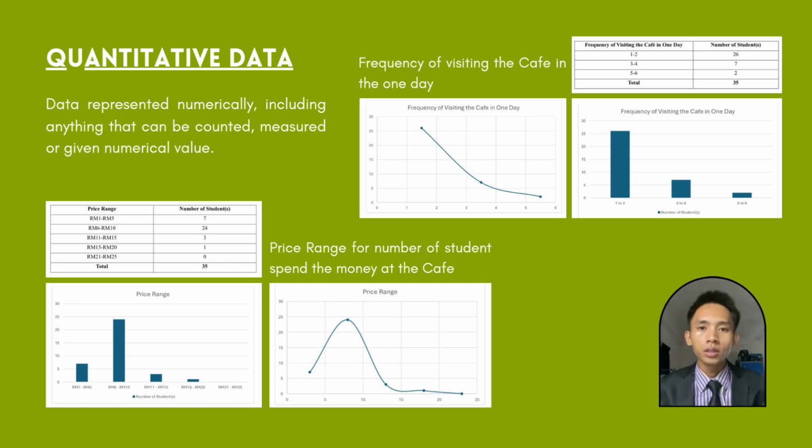The chart shows that most students spend between 6 ringgit and 10 ringgit per visit. A significant portion also spend less than 5 ringgit, indicating that affordability is a key factor for students when choosing a cafe. Understanding this spending pattern is essential for pricing strategy and menu development.